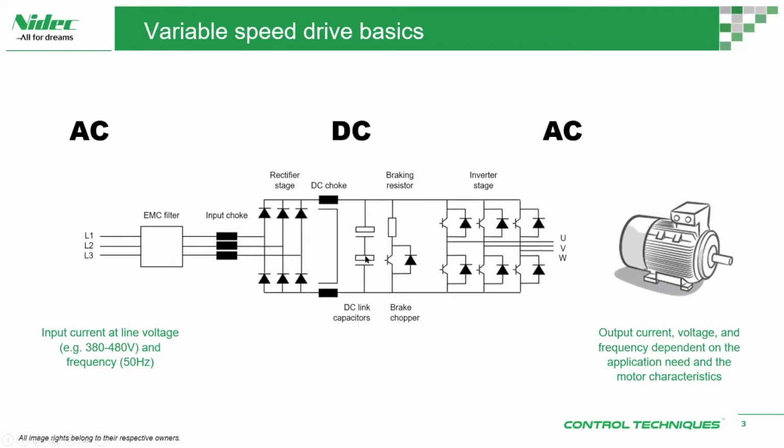And then there we basically have full control over the voltage and the current. Once that's turned back via the inverter stage into three-phase alternating current, we have full control over the output current, the voltage, and the frequency, and can change these to whatever is needed by the application, and also in line with the motor characteristics that the drive is controlling.